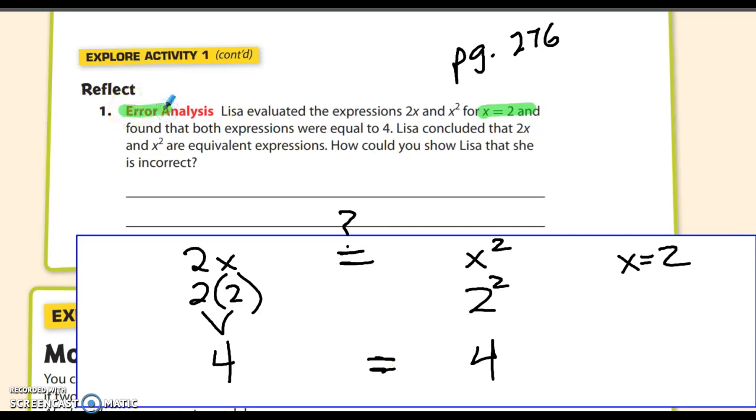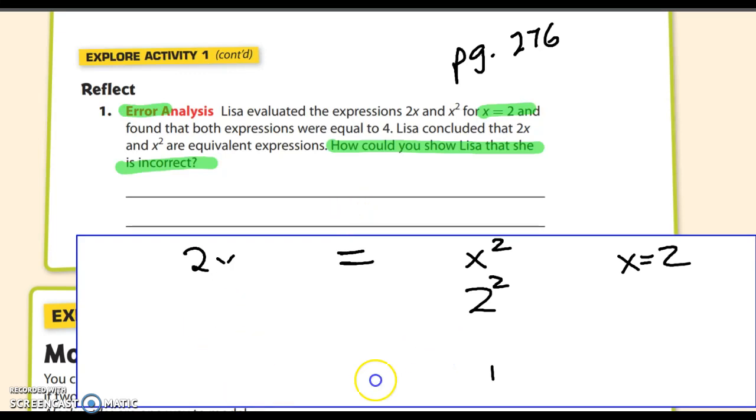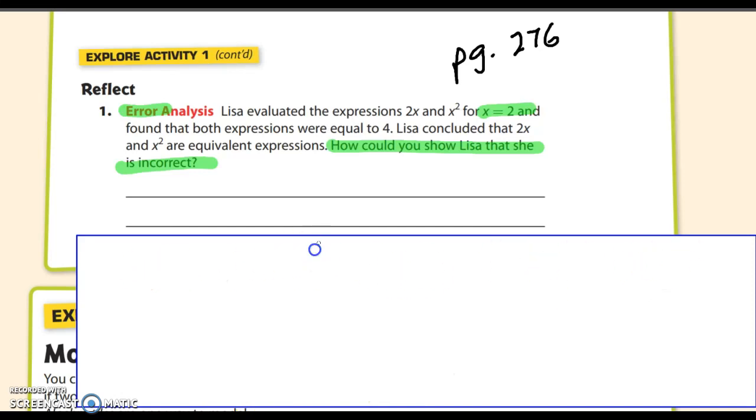The question is telling us, A, it's an error. And B, how could we show that she's incorrect? Well, we're not going to show that it's incorrect by disproving her math. She didn't do any math wrong. All this is true. The interesting thing about this is that she only tested with one number. You should test with more than one. For example, if I rewrite the expression 2x and x squared, and I'm going to test it for 3 or 4 or 5.